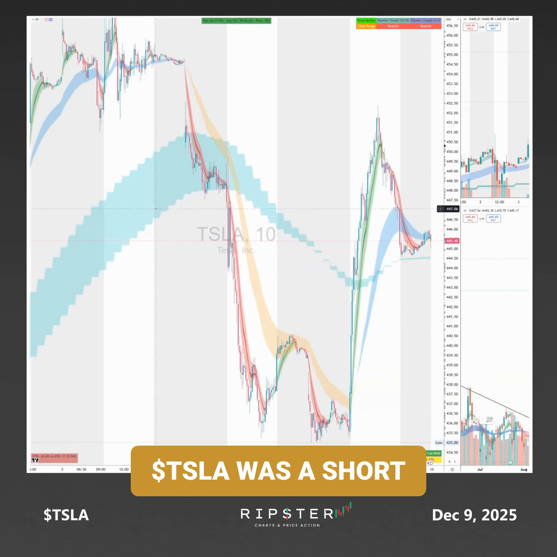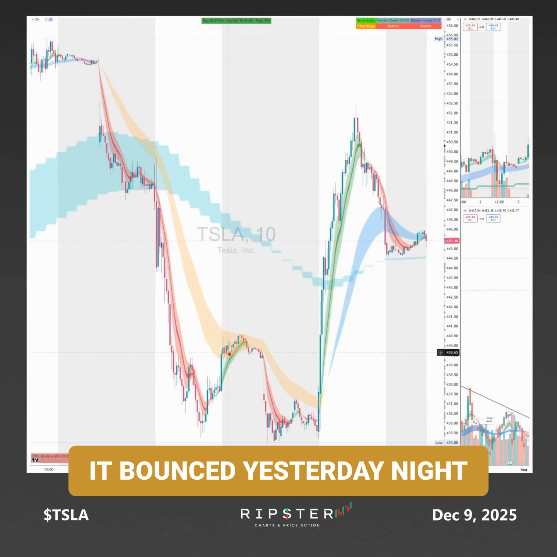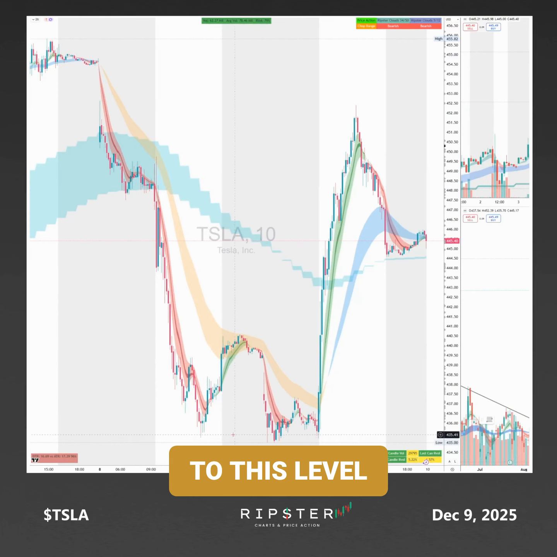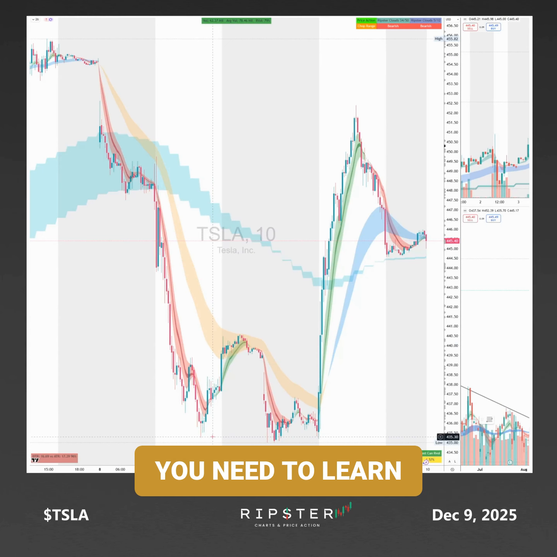So yesterday Tesla was a short with Ripster MTF Cloud, a huge trade for the traders yesterday. And this morning it bounced yesterday night and then it came back to this level. One important concept you need to remember is yesterday's low. The previous day lows is a very important concept. It will make you a lot of money. You need to learn this concept.